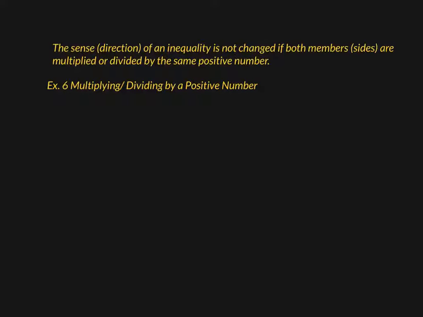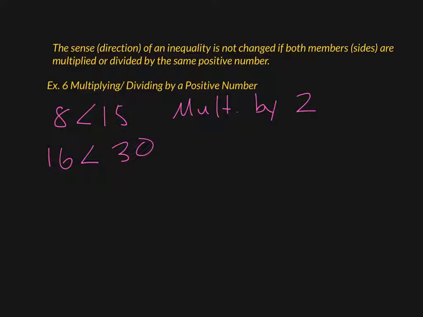All right, our next property is that the sense or the direction of an inequality is not changed if both members or both sides are multiplied or divided by the same positive number. So example 6 goes over this. Let's say we have that 8 is less than 15, and we want to multiply both sides by 2. This gives us that 16 is less than 30. So still a true statement, doesn't change the direction, doesn't change the sense.